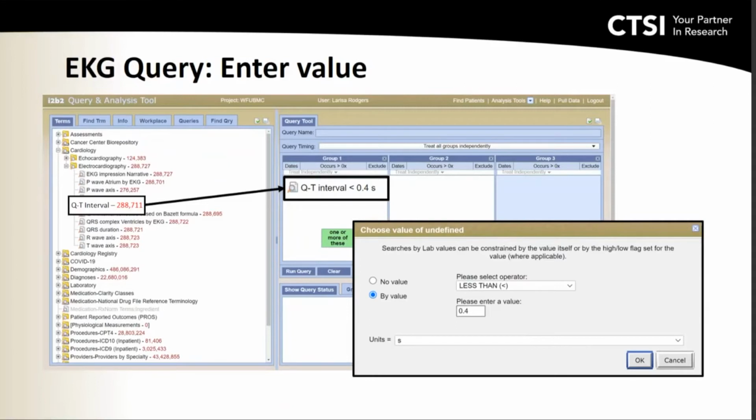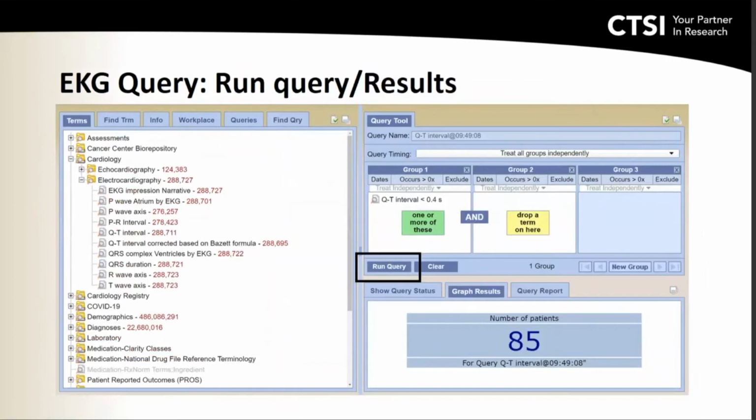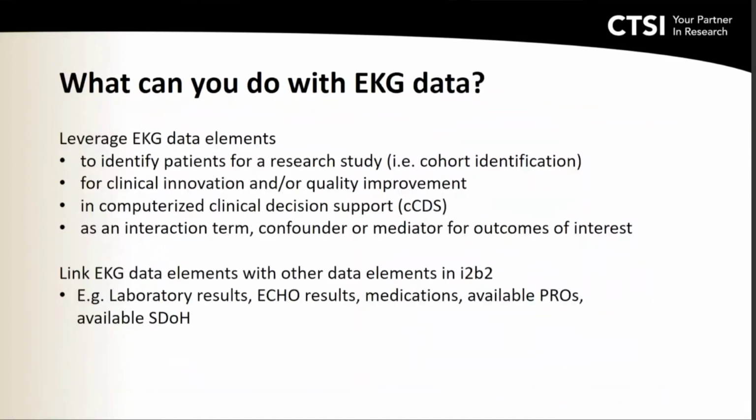So what can you ultimately do with the EKG data? Ultimately, with these data elements, we can do a couple things. We have an example slide next, but we'll just discuss it here. You can identify patients for a research study, and that's cohort identification. How many individuals have a P-wave that is greater than 0.23 milliseconds? That would be one example. You could use it for clinical innovation or a quality improvement project. How many individuals with a P-wave greater than 0.23 milliseconds or a QT less than 0.4 are on a specific medication, and should we consider changing that?